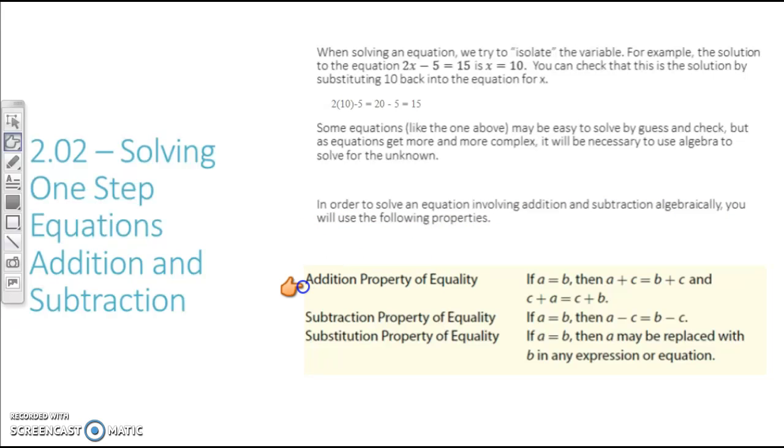Basically, the addition property of equality means if I add something to one side of the equal sign, I have to do it to the other side. Same thing with subtraction. If I subtract something from one side of the equation, I have to subtract it from the other. And then substitution: if A equals B, if x equals 5, then A may be replaced with B in any expression or equation, which is what we did up here. Since x equals 10, we can substitute 10 in for x.